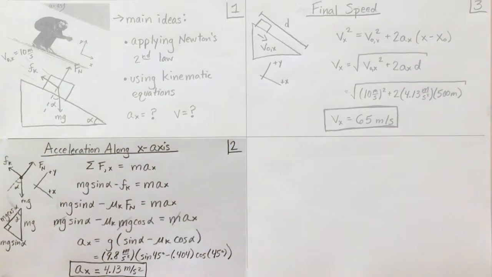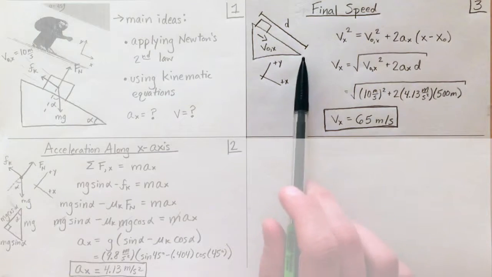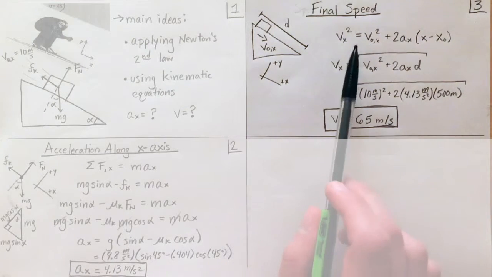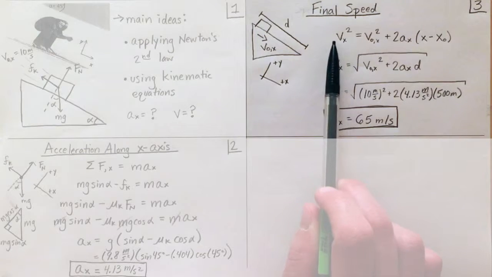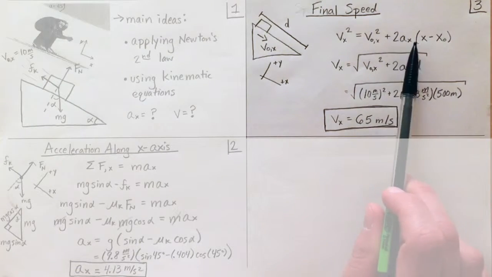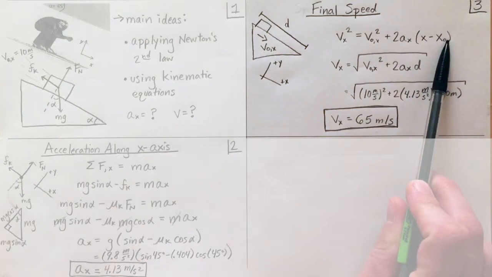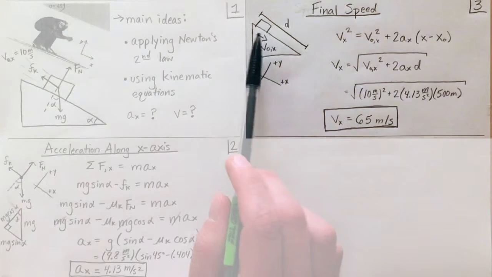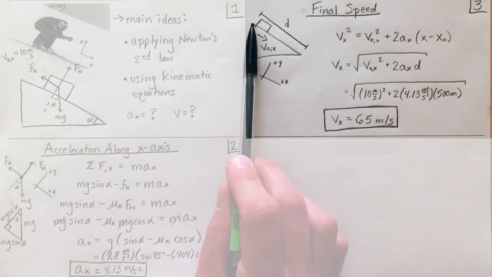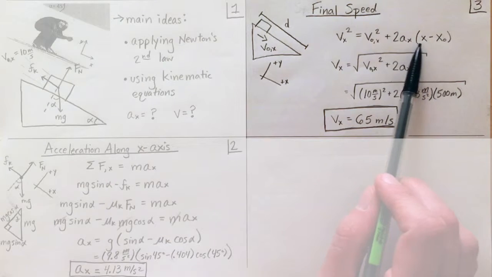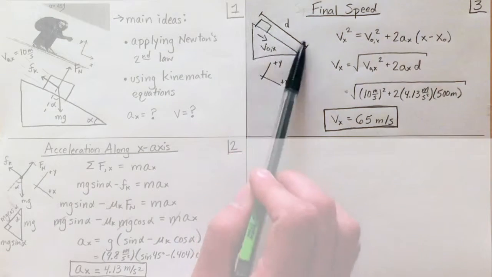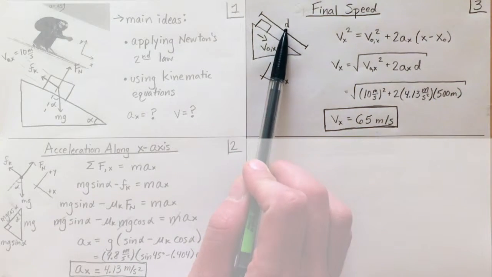To find the skier's final speed at the bottom of the slope, we use a kinematic equation in the x direction involving velocities, acceleration, and a change in distance. In this case, because the skier starts at the top of the hill and goes to the bottom, the change in distance is equal to the length of the slope, which we call d.